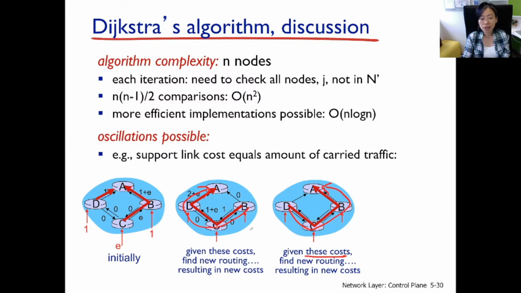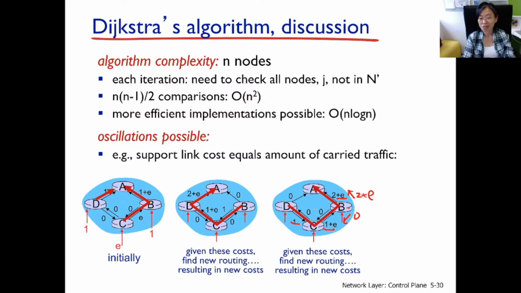So given these new costs, we calculate the new routes all going counterclockwise, and we update the new costs again based on the traffic. DC is now 1. CB is now 1 plus E. And BA now 2 plus E. And that's what you see here. 1 plus E, and 2 plus E. As a result, BC's this path costs 0. This path costs 2 plus E.